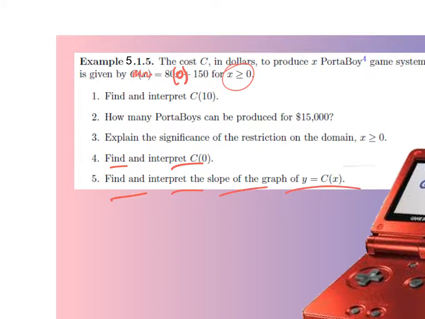Oh, I can look at this thing and know what the slope is. That's pretty easy. The slope, generally speaking, on a simple one like this is just the number that's right here. But if I just wrote 80, I'd get it wrong because this is a word problem. 80 dollars per what? The cost goes up $80 for every, what? Portaboy game system that you build.